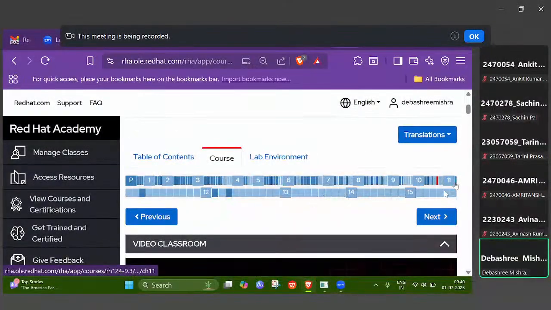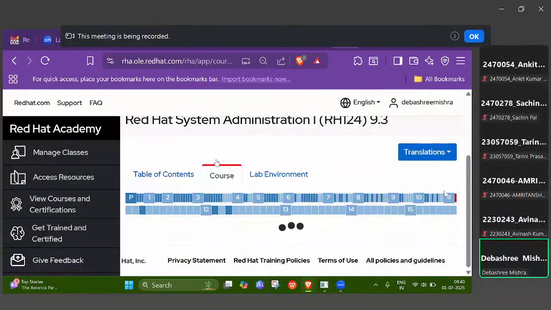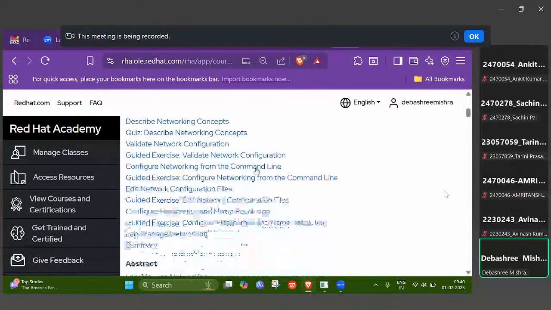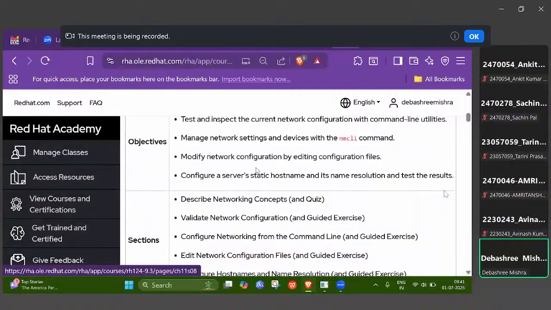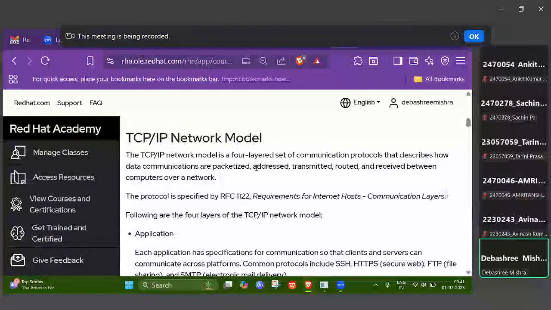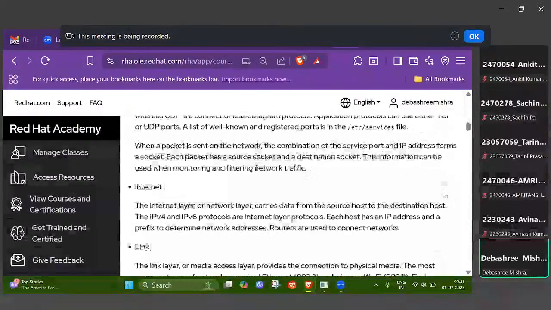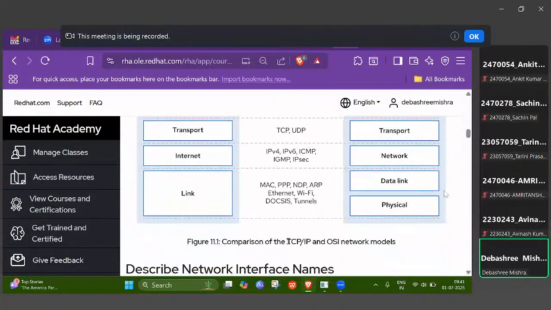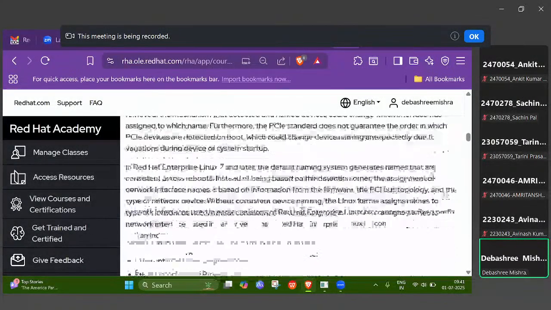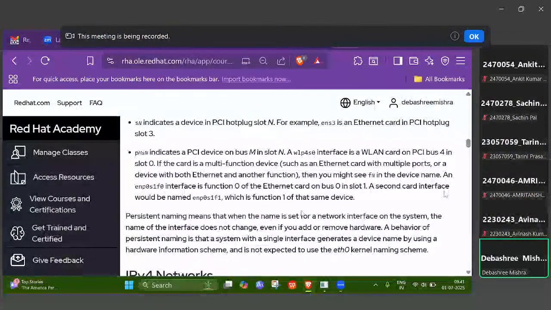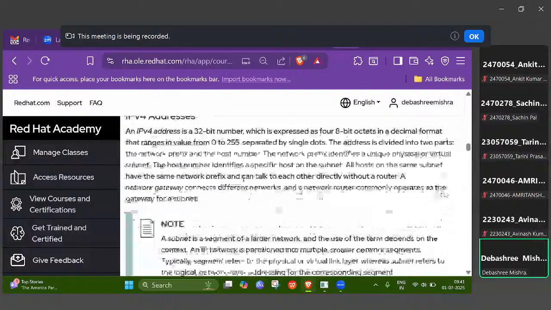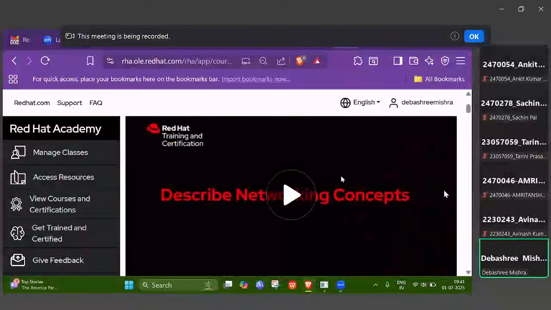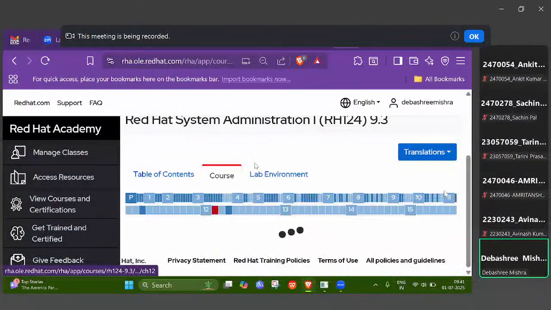Let me give you a little bit of idea on chapter number 11 also. Chapters 10 and 11 are correlated, so go through them. There are a few concepts there: networking, the TCP/IP model, application layer, transport layer, internet layer. These are the different layers, and the different protocols used are also mentioned. Just go through it properly, you can get the details. It also talks about IPv4 networks, IP subnet mask, broadcast address, everything in detail. So just go through chapter number 11.